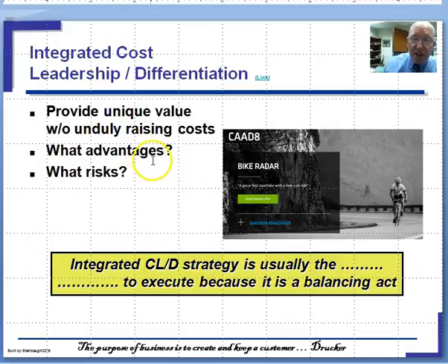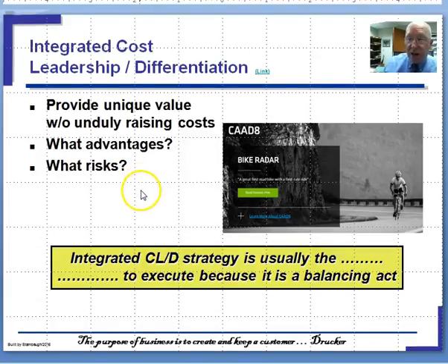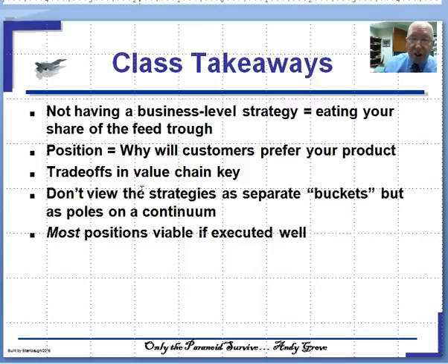The advantage is it becomes a very strong strategy because you have a lot of protection on what your competitors can do or what your customers can do. But it's usually the hardest to execute because it precisely is that balancing act of trying to put in some elements of differentiation as well as a lot of the elements of cost leadership.